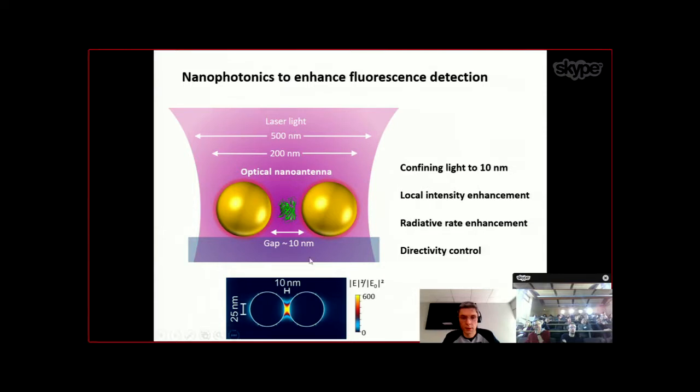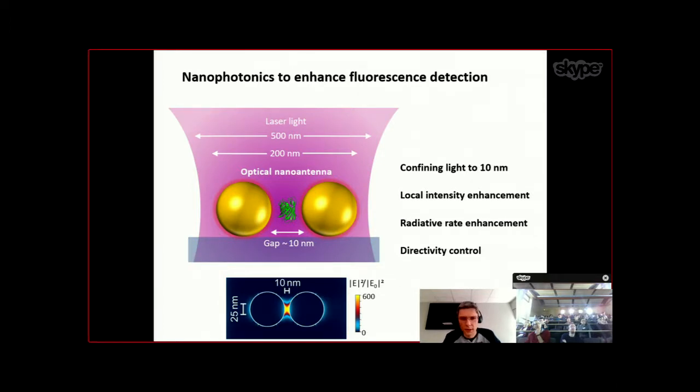And finally, you can also control the directivity of light by playing with the parameters of your antenna. So all this local intensity enhancement, increase in radiative rate and directivity control is going to boost the fluorescence signal a lot. If you did not get this slide completely, no problem. My goal today is to explain this slide to you, okay? So my real message and the purpose of my whole talk is to have you understand what I mean here. So don't worry if that is going a bit too far.